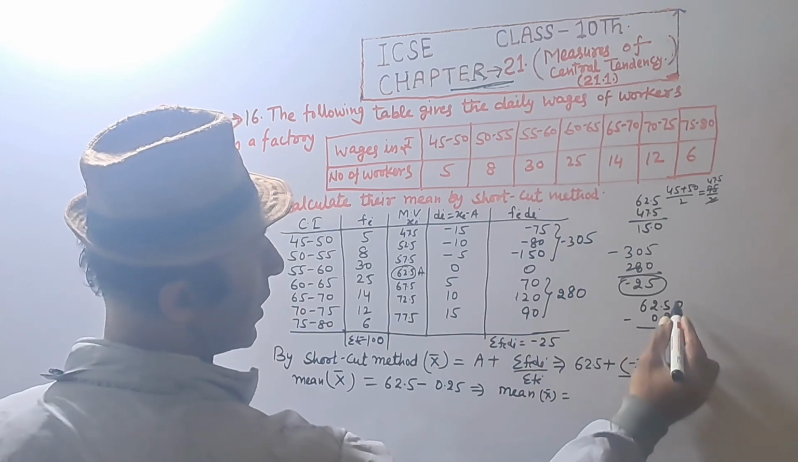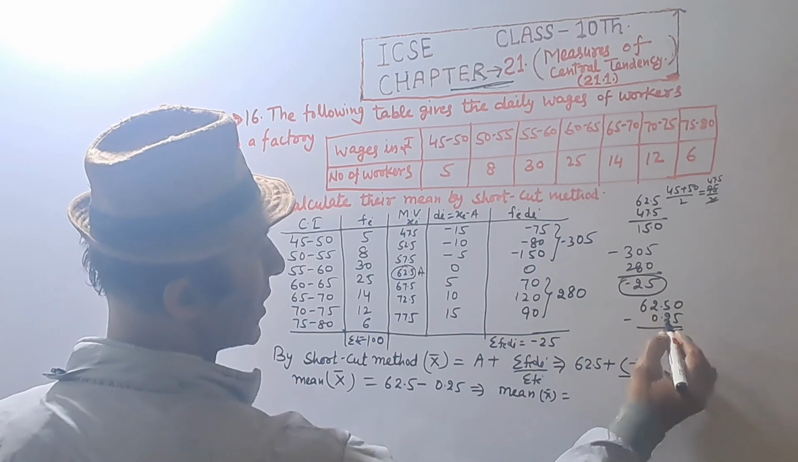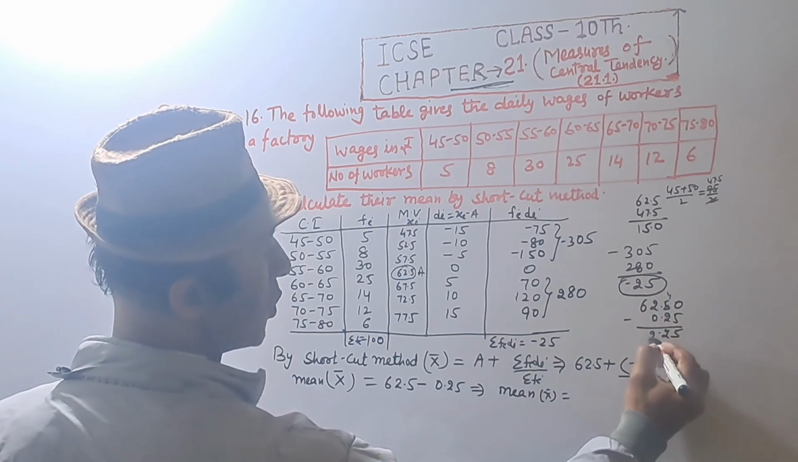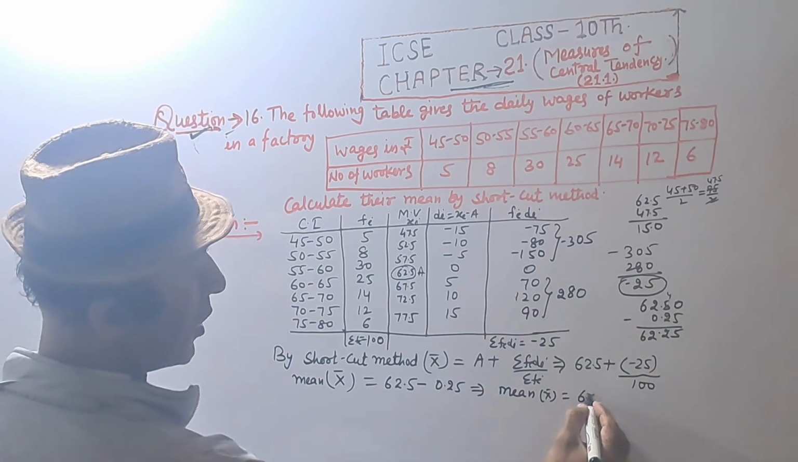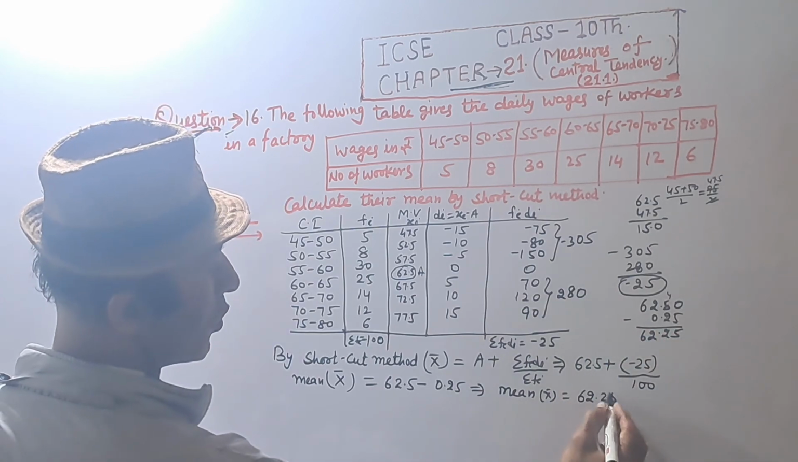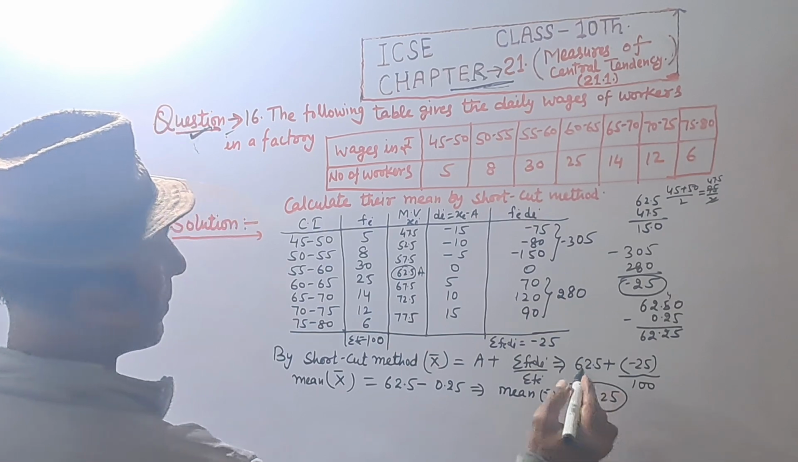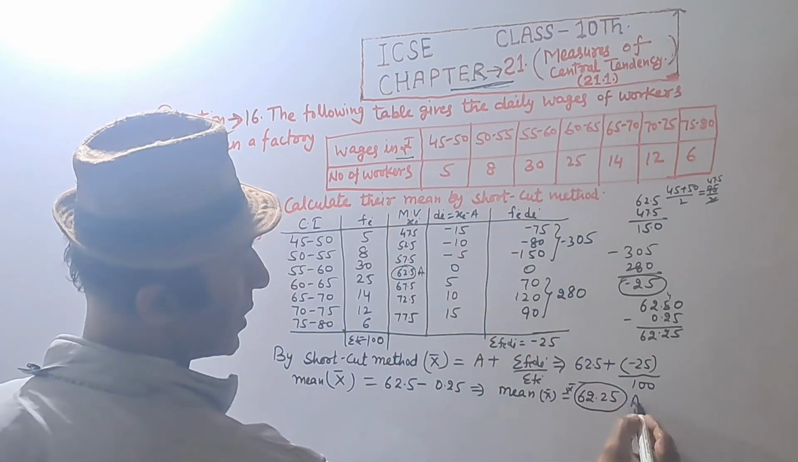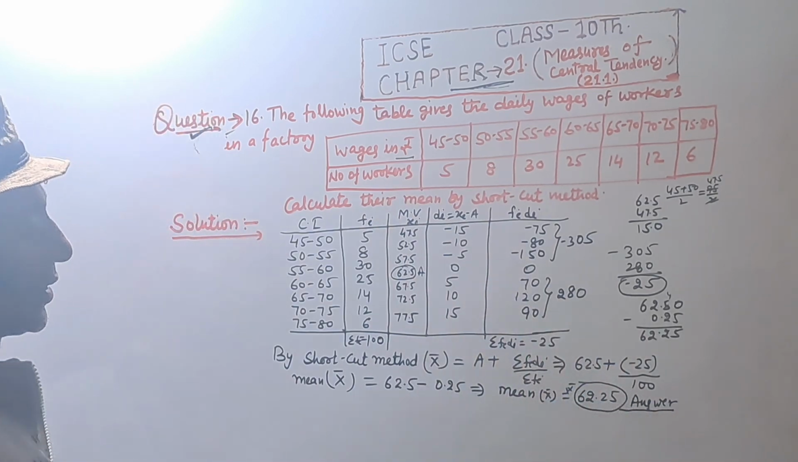Subtracting, we get 62.25. The mean is 62.25 rupees. Answer.